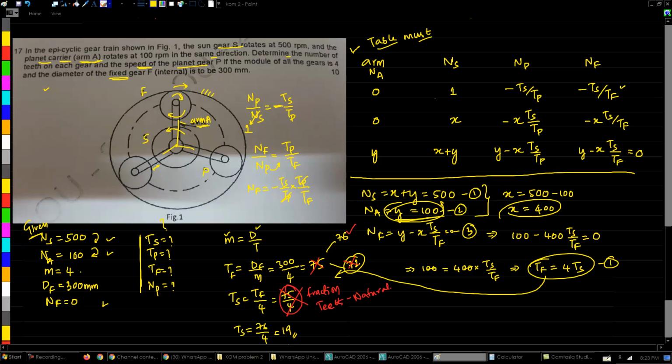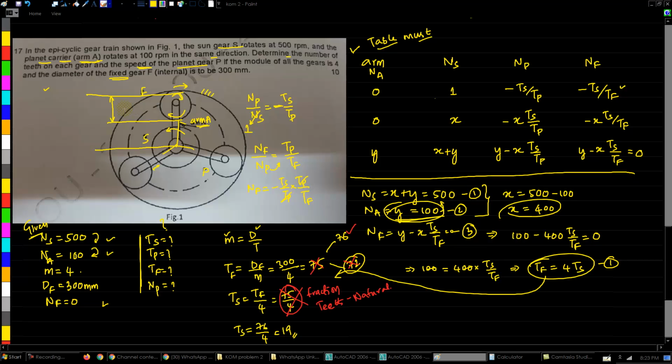19 is what we got, the value of TS. So now we have found the number of teeth on F, we have found the number of teeth on S, and the number of teeth on the planet remains to be found. Once again, we'll have to take the relation between the diameters, convert it into the relation between the teeth, and that will allow us to find the number of teeth on planet.